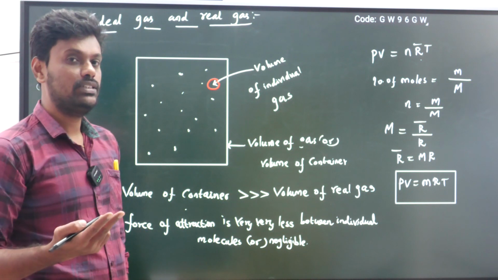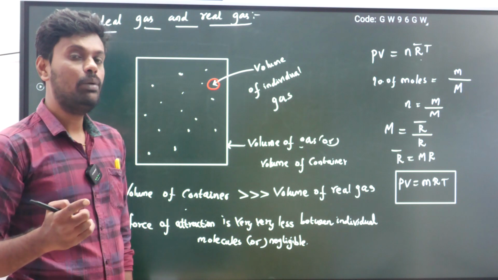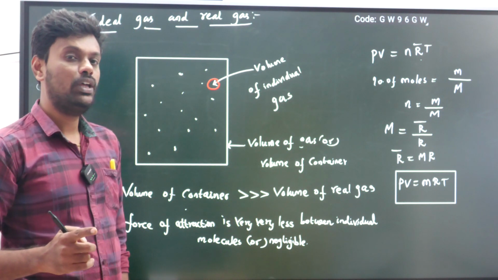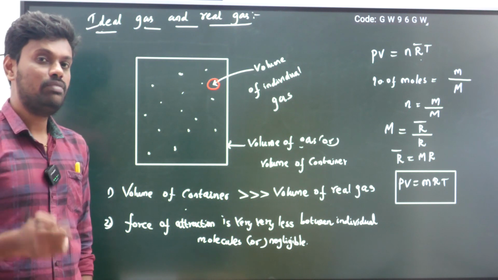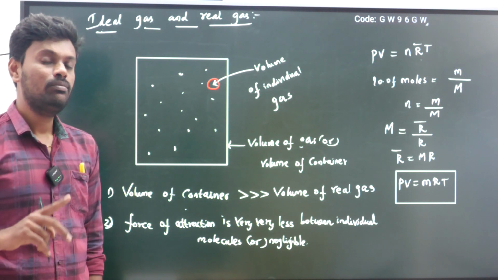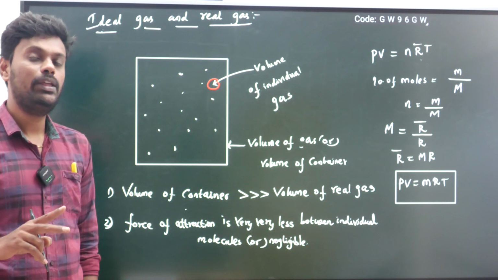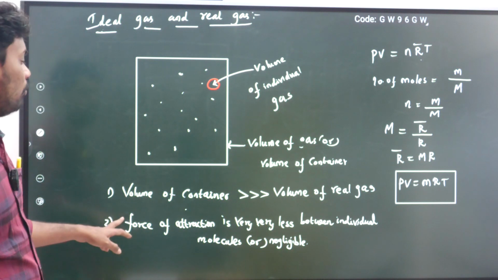So there are two conditions to prove the gas is an ideal gas. The first condition is that the volume of the individual molecule of the gas is negligible compared to the volume of the total gas. If that condition is satisfied, then that is an ideal gas. Another condition is that if there is no force of interaction between two molecules, then that type of gas is an ideal gas. So I have noted these two conditions here.